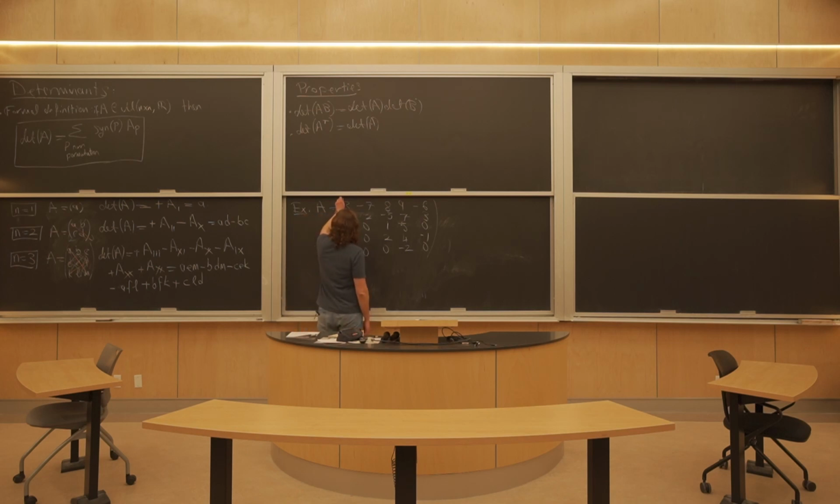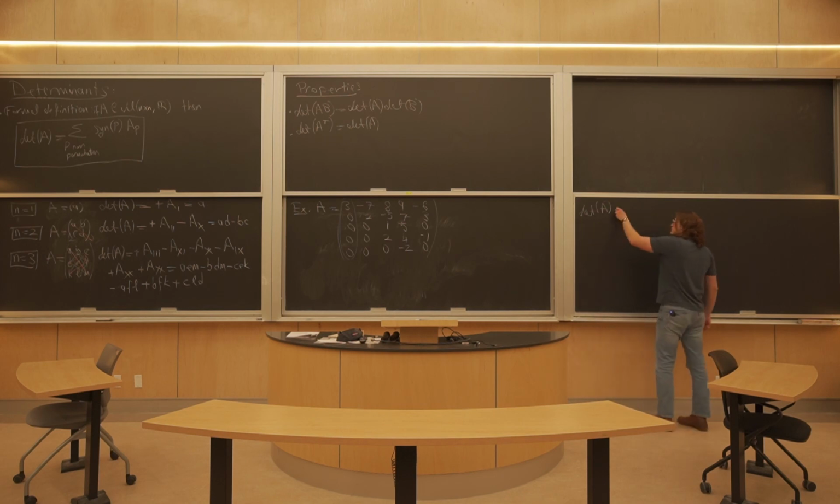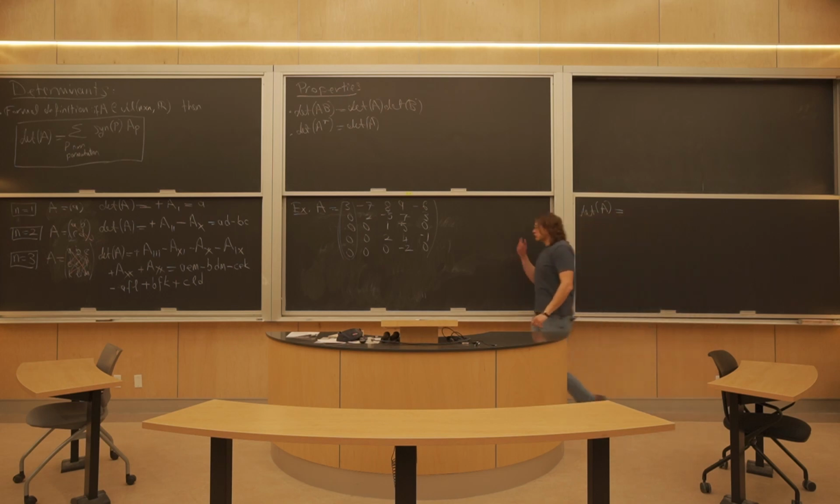So let's choose this one. Okay, so I'm going to keep computing over here. So the determinant of A is equal to this. So what was the rule?